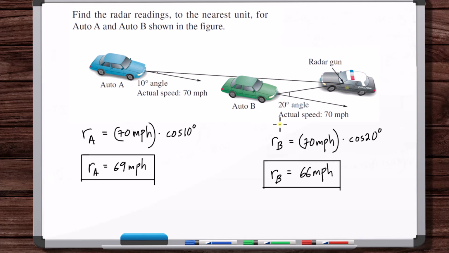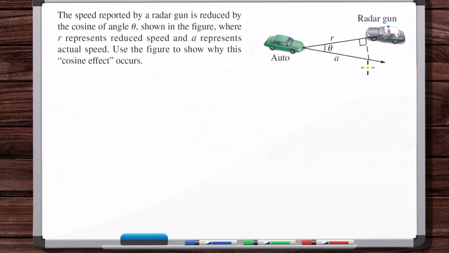Now, you would think that the radar gun would be able to auto-correct itself for this, but I'm not sure how that works. In the next question, they ask, can we look at this diagram and explain why this happens? It's reduced by the cosine of the angle theta shown in the figure, where r represents the reduced speed and a represents the actual speed. Use the figure to show why this cosine effect occurs.